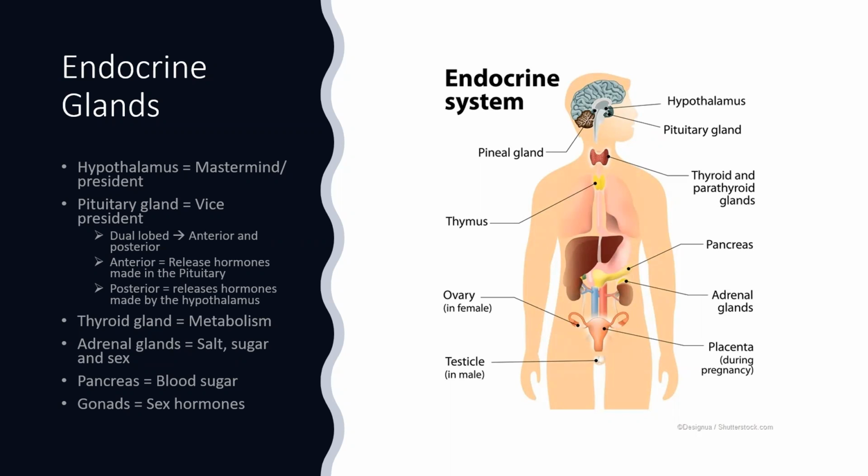The thyroid gland is going to control metabolism. The adrenal glands: salt, sugar, sex are the good things to remember, along with the medullas. The pancreas is going to control blood sugar, and the gonads are the sex hormones, ovaries and testes.